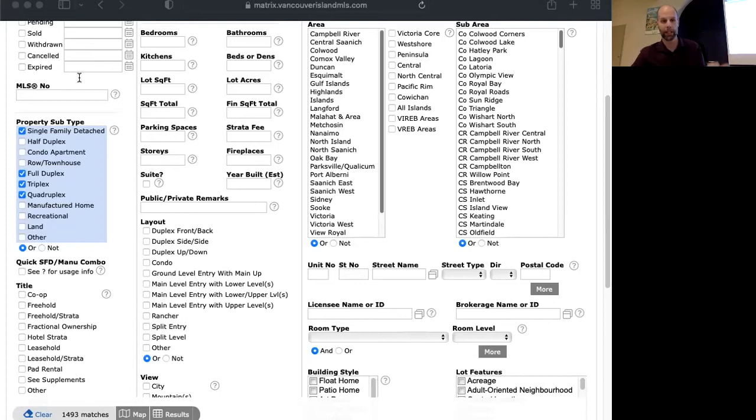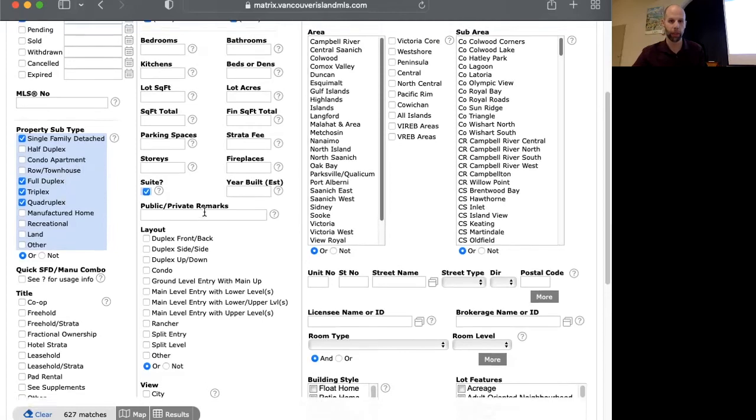So this checks the additional accommodation box, 2 kitchens, or if the agent has put in the remarks, in-law, teen, granny, carriage, garden suite, anything like that, it will pop up in there. So by checking that box, it should narrow the search significantly. So now we're looking at either single family homes with suites or full duplexes, triplexes, or quadplexes.